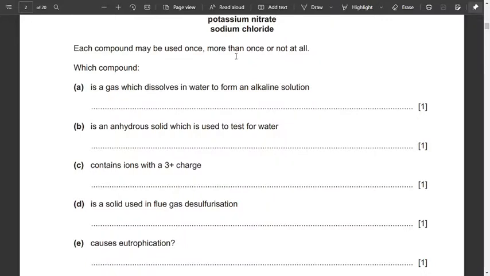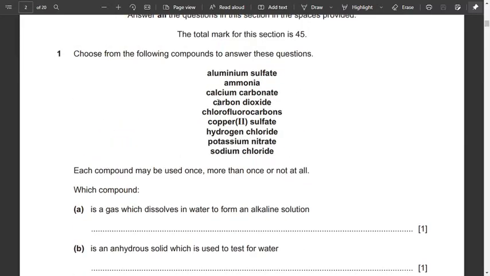Moving on to part D, it is a solid used in flue gas desulfurization. A solid that is used in flue gas desulfurization, again it's a fact, and the answer for it is calcium carbonate. Here we have it in the list, calcium carbonate.